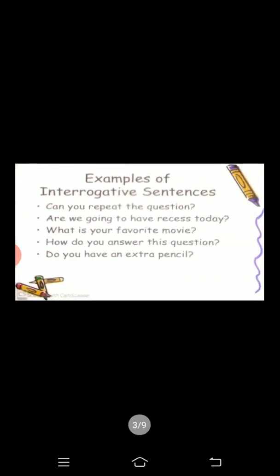Let's read out a few examples of interrogative sentences. Can you repeat the question? Are we going to have recess today? What is your favorite movie? How do you answer this question? Do you have an extra pencil? Children, all these sentences are asking questions and they also end with a question mark.